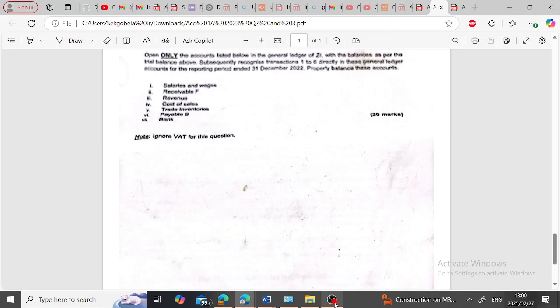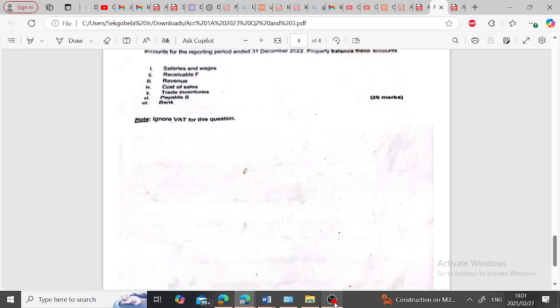Did everyone have all of those balances, those that are marking? Trade inventories is an asset, and assets increase on the debit side. So everyone is fine? Now let's start. Is everyone fine? Or must I repeat? Cost of sales is an expense. The balance should be on the credit side. No, on the debit side, I mean. Debit.